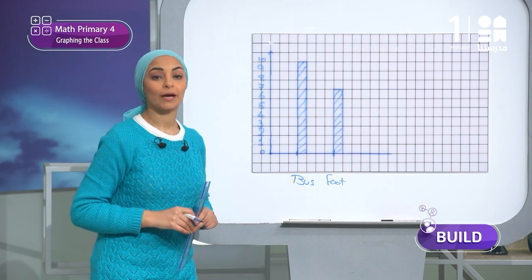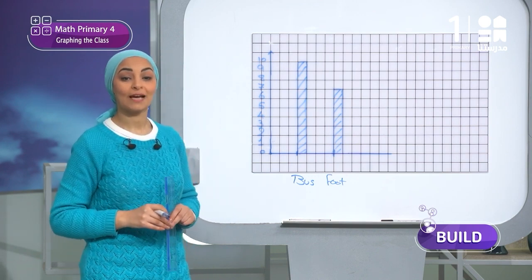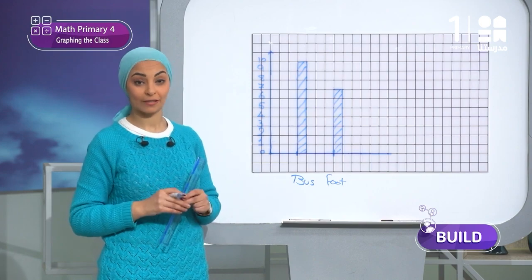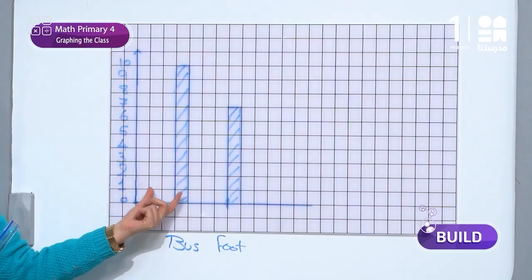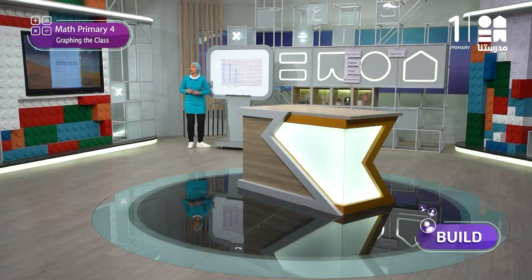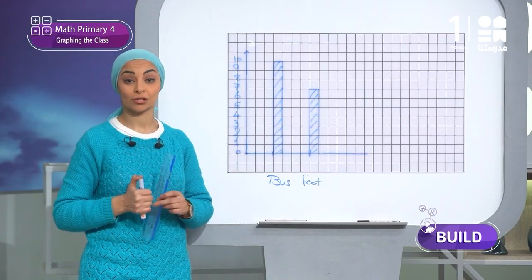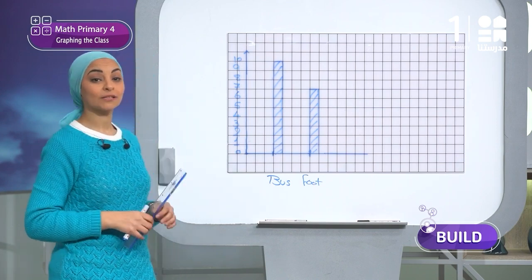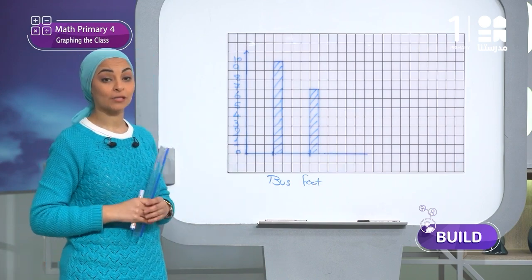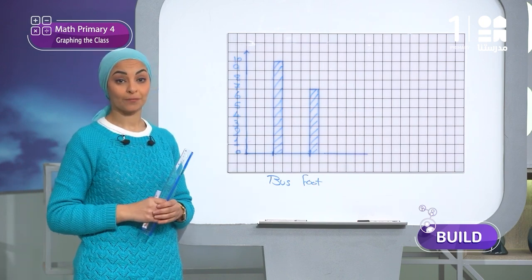Now we can also draw a graph in your notebooks to represent the data you collected from your friends. And look here, you must leave the same spaces between each bar and the other. Okay, now the questions we can answer from the graph are many questions. ممكن نسأل مثلا what is the most common mode of transportation for students to use to get to school.